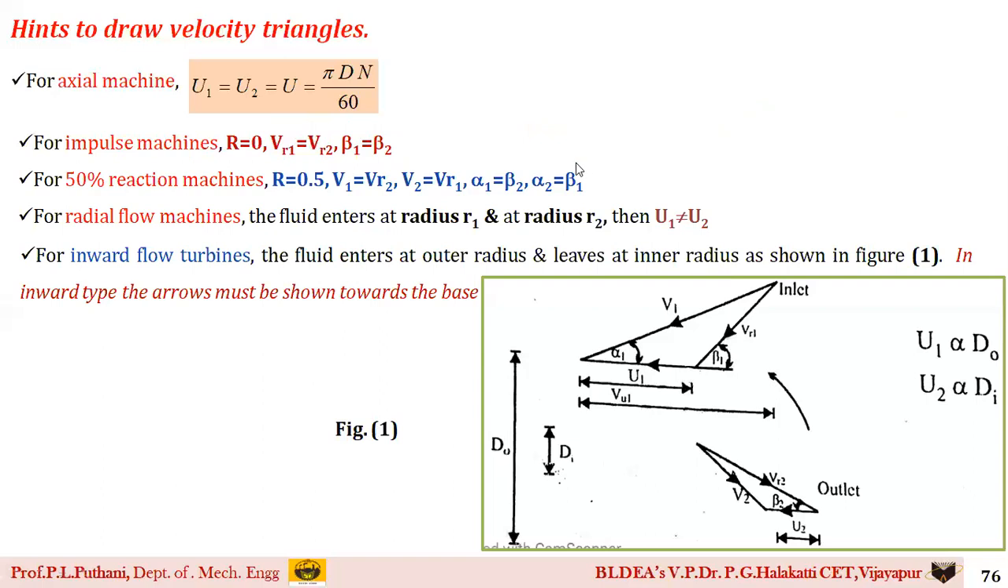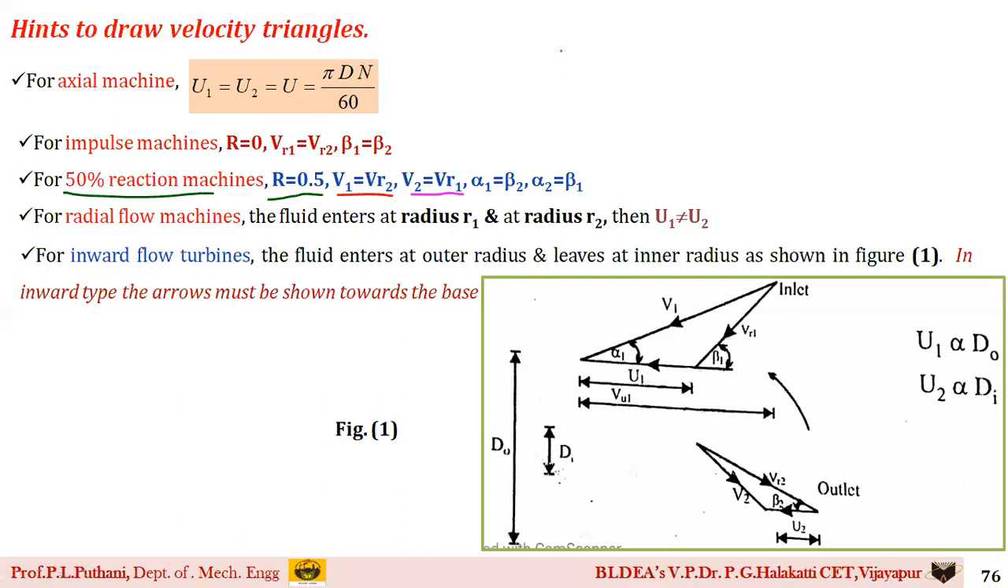The third condition, which you can see here on the screen, is for 50% reaction machines. A 50% reaction machine has some reaction force present along with the impulse force, so we term that R value as 0.5. When the R value is 0.5, the absolute velocity at the inlet, that is V1, is equal to the relative velocity at the outlet, that is V1 is equal to VR2. Also, the absolute velocity at the outlet is equal to the relative velocity at the inlet.